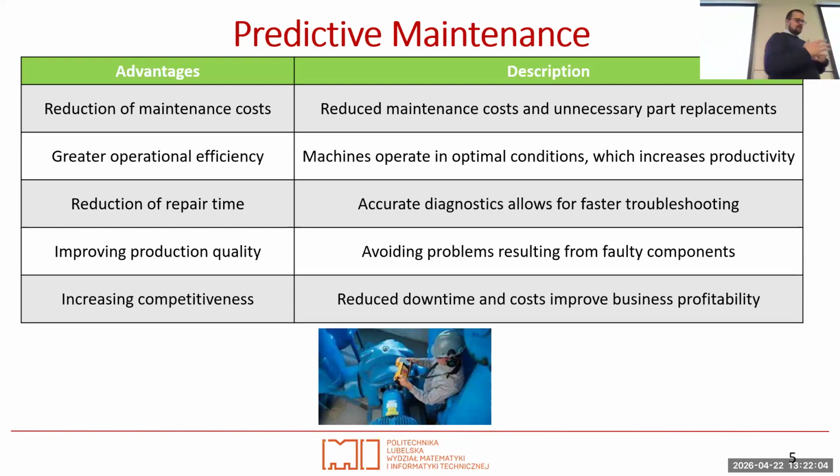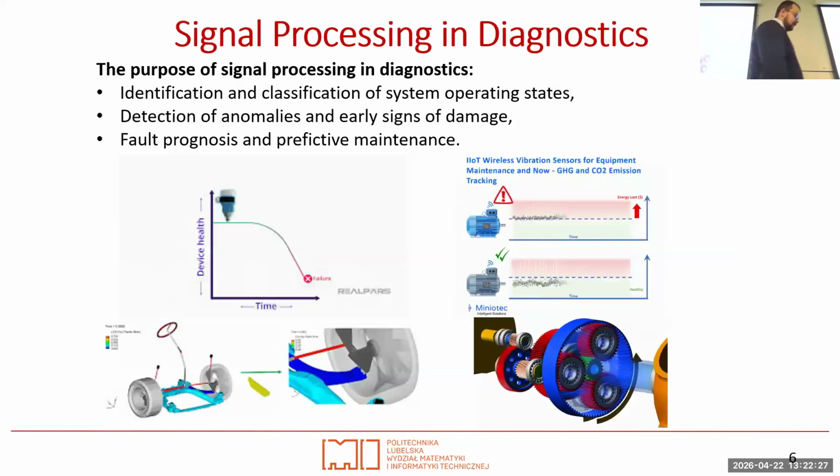Of course, better control of the process helps us avoid problems resulting from faulty components, which improves production quality. And the last one is for the case of companies: we can reduce downtime and improve costs for business profitability.